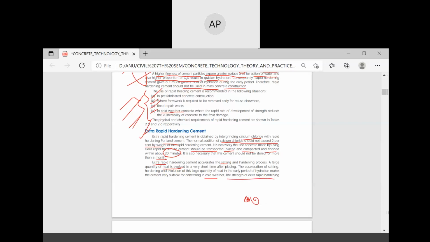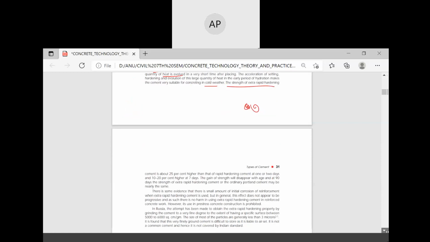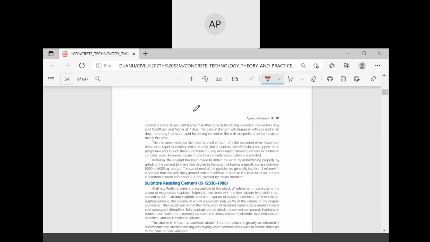The strength of extra rapid hardening cement is about 25% higher than that of rapid hardening cement. There is some evidence that a small amount of initial corrosion of reinforcement occurs when extra rapid hardening cement is used, but in general, this effect does not appear to be progressive and as such there is no harm in use of extra rapid hardening cement.